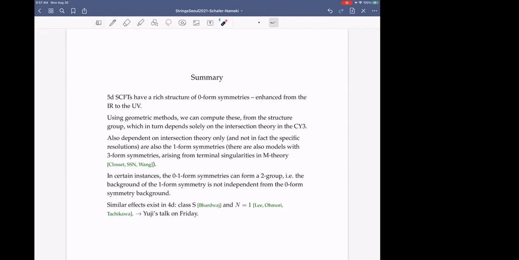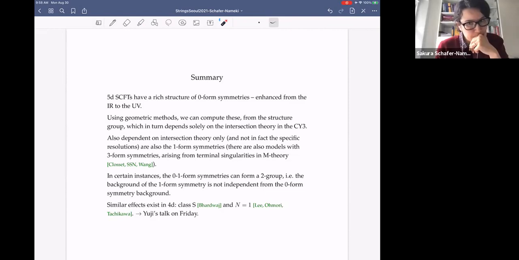No questions. Okay, then can I ask a question? Sure, yes. So you mentioned that if there is a discrete theta angle in SU2 theory, then there is no one-form symmetry. How can we see that? Yeah, that's a bit more, you're asking this from the geometry.